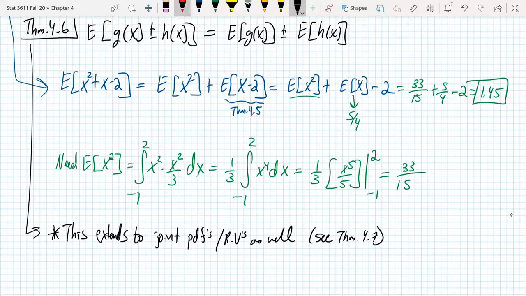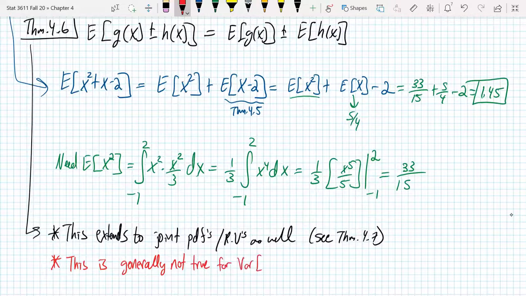Something I also want to highlight to be careful with: what we've talked about so far is all about expectations. These are all about the mean of random variables or a function of a random variable. You've got to be careful that you're talking about the mean. Let's not assume that this is true for variances. In fact, adding or subtracting functions of random variables drastically affects the variance. So this is generally not true for, let's say, the variance of x plus y.